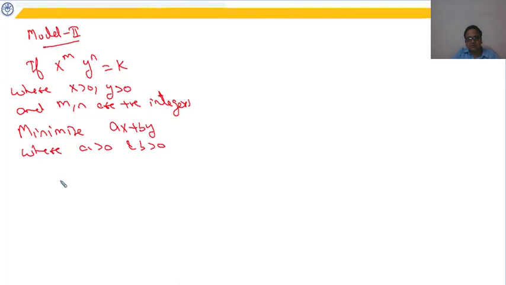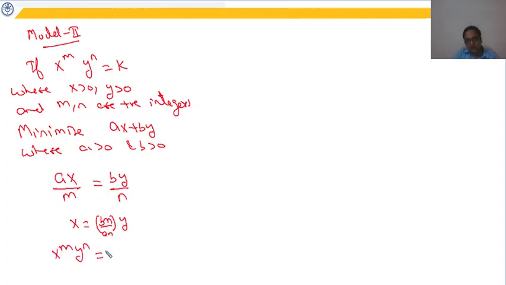So what we do in this case, we divide ax by power of x and by by power of y. Just equate these two. From here, calculate either x in terms of y or y in terms of x. x is equal to some value into y. In this case it comes out to be bm upon an.